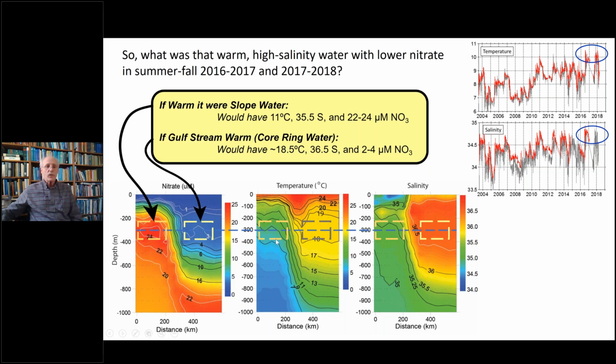Now, here's a cross-section that I showed you earlier out across the Gulf Stream, where we've got nitrate at 24 micromoles on one side of the Gulf Stream front and between 1 and 3 on the other. The temperature is much warmer on the other side here, and of course the salinity is much higher as well. So it's beginning to look like this is Gulf Stream water that came into the Gulf of Maine.